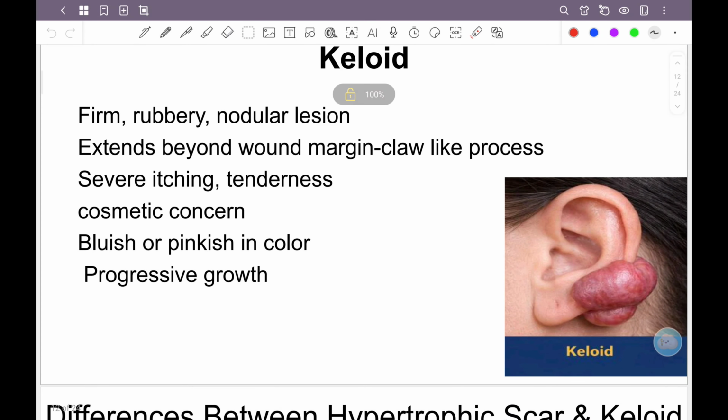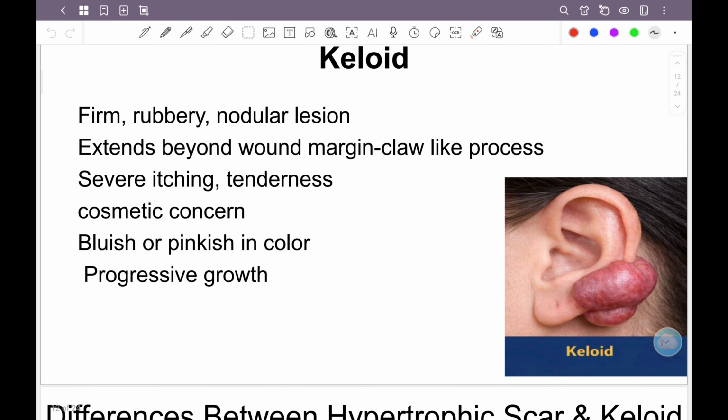But in the case of the keloid, if you see here, this is a firm, rubbery, nodular lesion. It extends beyond the margin of the wound, like claw-like processes. The main symptoms are severe itching and tenderness, and the patient may have cosmetic concerns. It may be bluish or pinkish in color and has progressive growth.